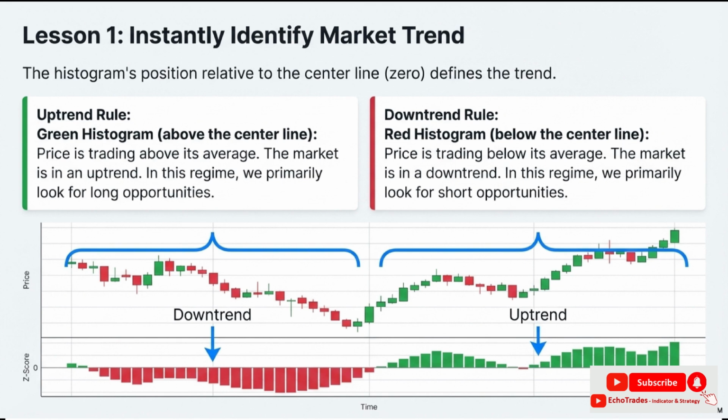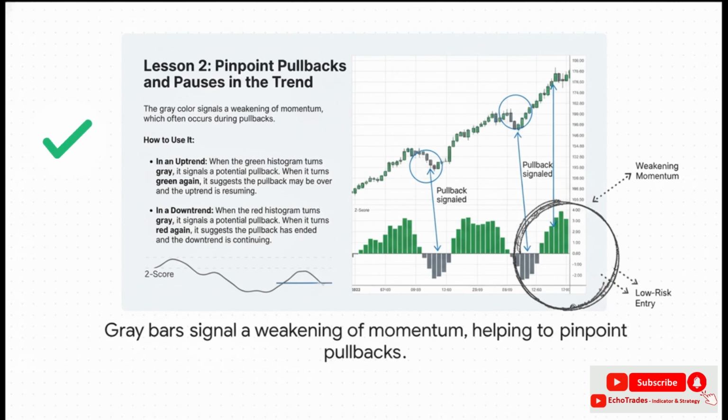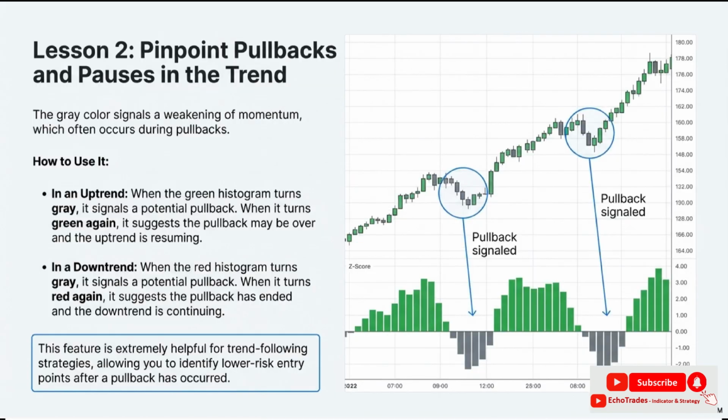No more guessing. But wait, what about these little gray bars that pop up? This is where it gets really smart. The gray color is a signal that momentum is weakening. It's taking a little breather. So during a strong uptrend, when that histogram flips from green to gray, it's flagging a potential pullback. And once it flips back to green, that could be your signal that the pullback is over and the main trend is kicking back in. It's a fantastic way to spot those lower risk entries. Okay, so we've got trends and pullbacks covered.